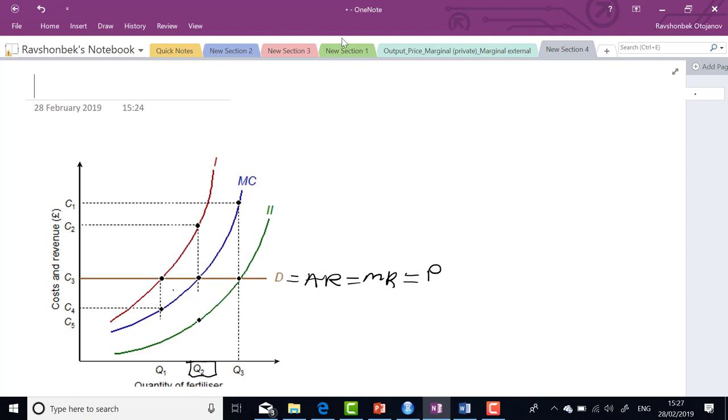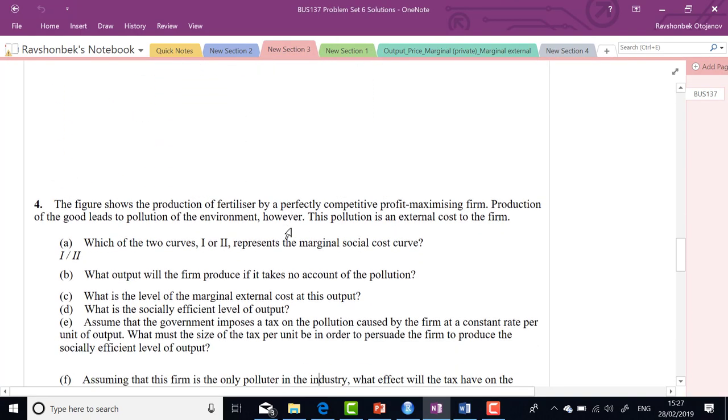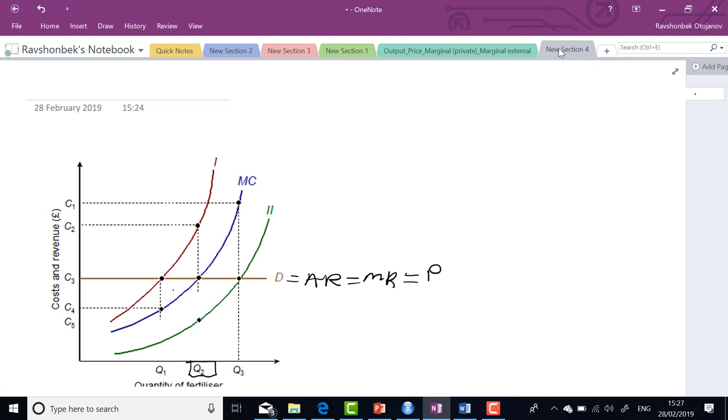Okay, let's go back and see what the question was. What output will the firm produce if it takes no account of the... So that's Q2. Now, C, what is the level of the marginal external cost at this output? Going back, what do you think at this output? Is it C1, C2, C3, C4, C5? C5? Why is it C5?